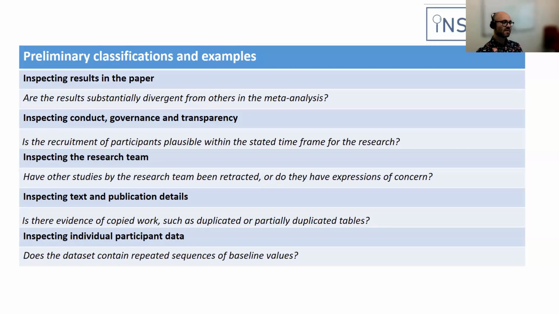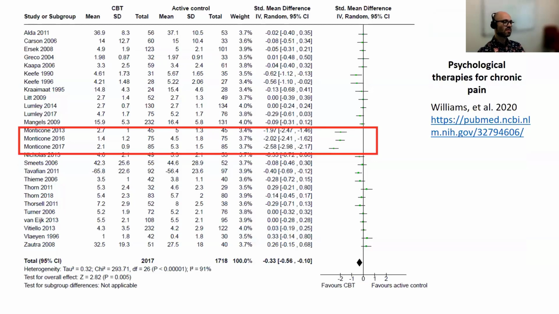But let me just show you a motivating example. This is a recent Cochrane review, psychological therapies for chronic pain. If you take a second to have a look at the forest plot here, you can see that there are these 3 estimates, all from the same author, okay? And they're clearly highly discrepant from the rest of the studies. This prompted the authors to look into these studies a little bit more, and this highlighted some causes for concern about the integrity of those studies, all right? So I think it's worth leaving that one on the table for now.